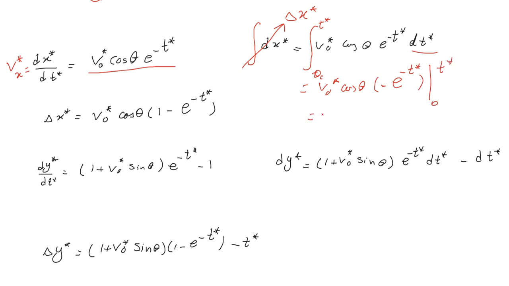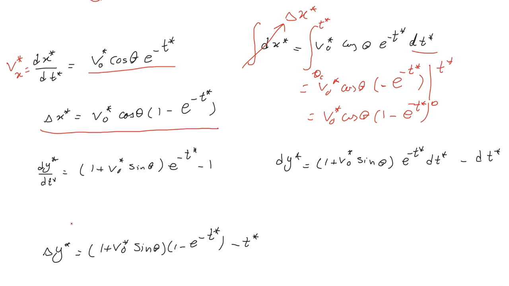So when it's t star, it's the same thing. When it's 0, e to the power of 0 is actually equal to 1. So the result will be v naught star cosine theta times 1 minus e to the minus t star, right? Which I have written here.